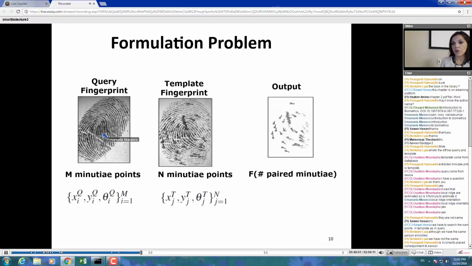Another issue will be that, even if minutiae are corresponding, they are not exactly in the same position. For example, this minutia here will be at 200 and 300, and the same one here, for example, will be at 400 and 300. Right? So we will have a translation of the minutiae. There are other questions, like is it correctly placed corresponding to the sensor?